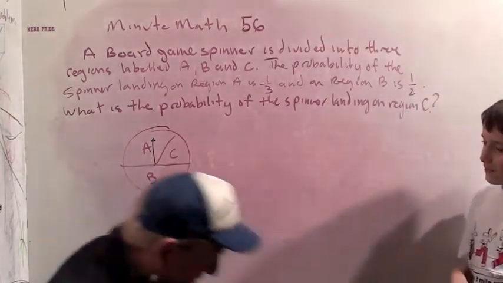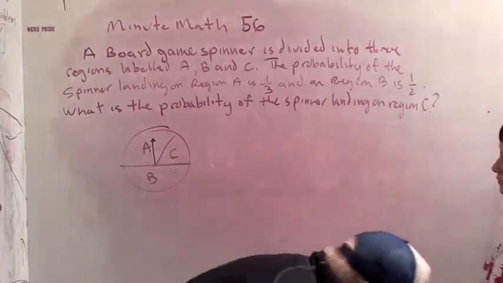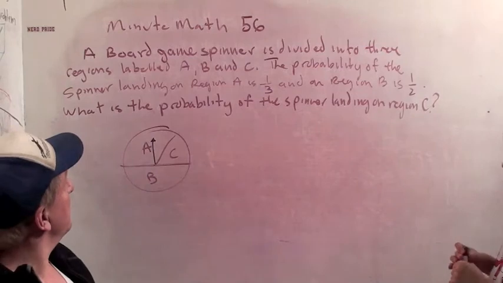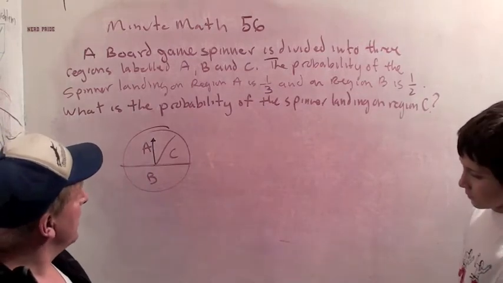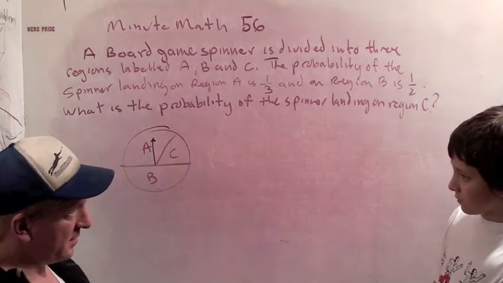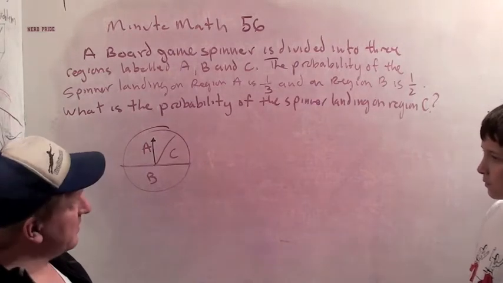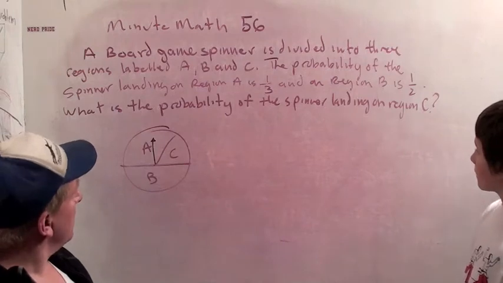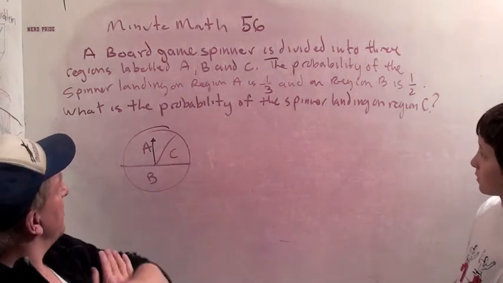Math number 56. These are problems from the Mathematical Association of America's MinuteMath blog, and today is a beginning probability question from one of their contests. Actually, about 75% of the people got this one right. So it's not that hard. Well, it's not necessarily that hard, but you have to know what they mean by probability.